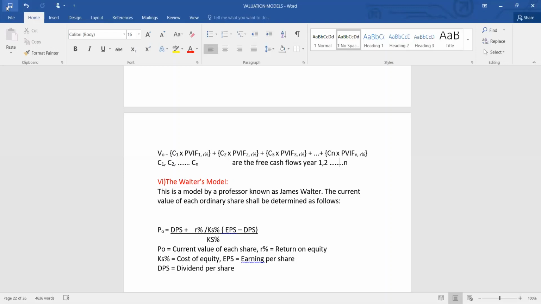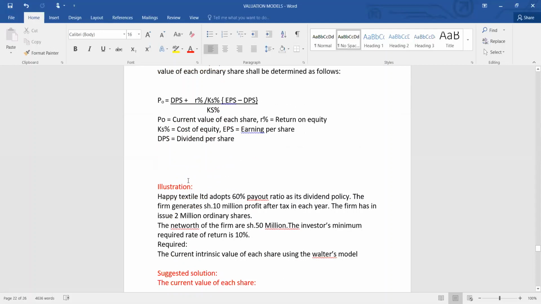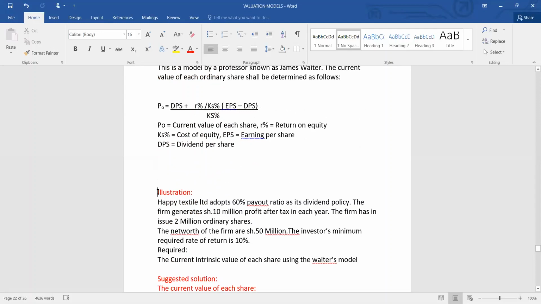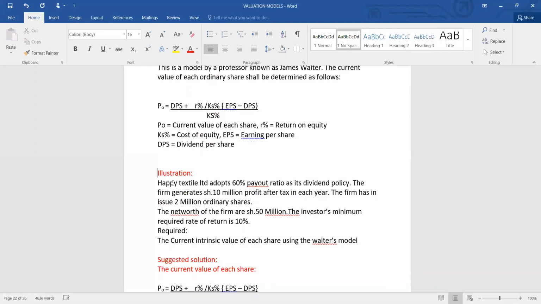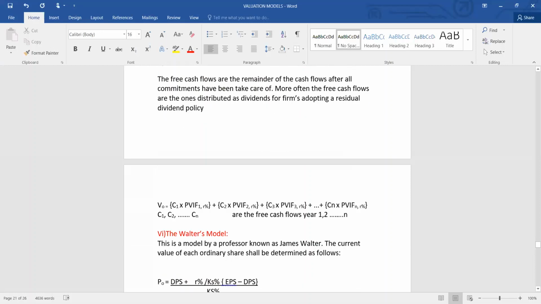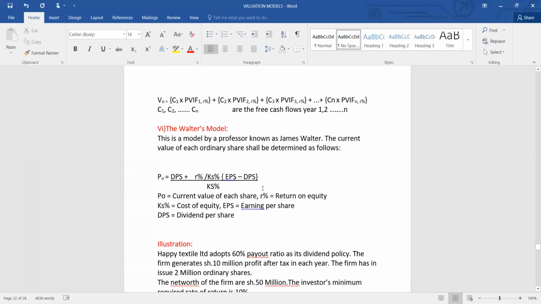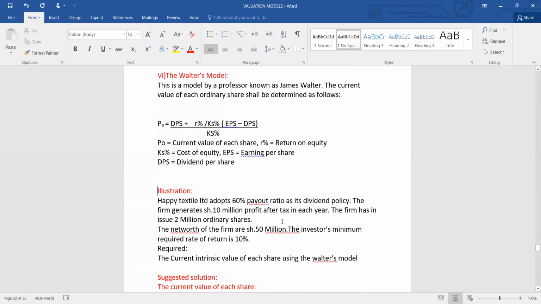Once you capture the dividend per share, return on equity, and the cost of equity, we should be able to use this. I have not done any illustration on a discounted free cash flow basis because I know in the next topic, dividend policy, I'm going to bring an illustration on that. And I'll show you how to apply this model to value companies for purposes of acquisition or mergers. I've given a small example here on the Walters model.